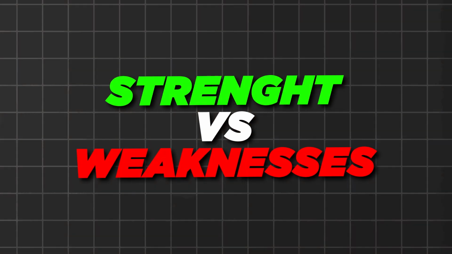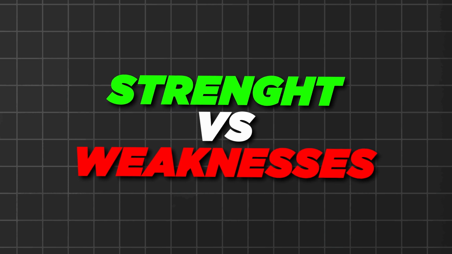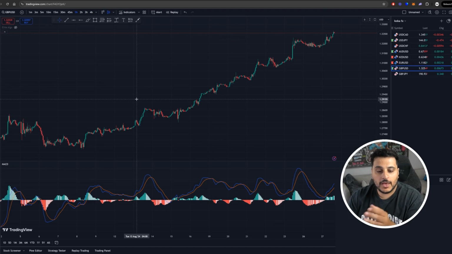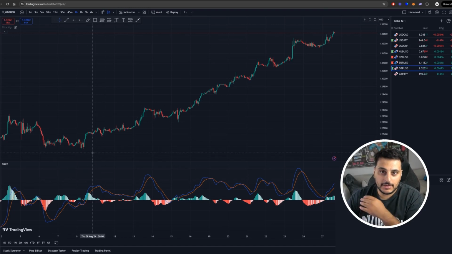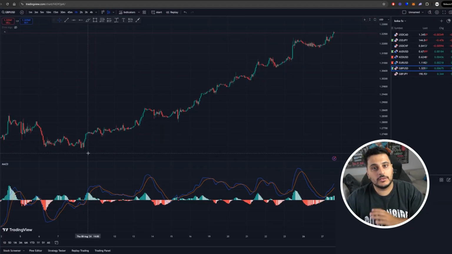So the first tip is that we have to understand the strengths and weaknesses of the strategy that we are currently using. Let me give you an example of that. Okay, so here on the chart, we have our MACD indicator, and everyone understands the MACD strategy. It's very simple, but if you haven't heard about it yet, let me show you guys quick in 30 seconds how this strategy works.